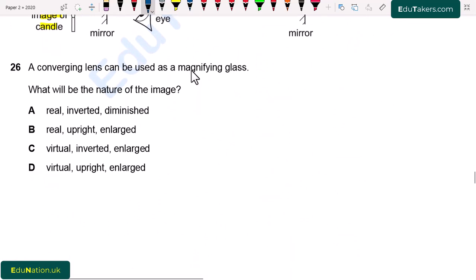Question number 26. A converging lens can be used as a magnifying glass. What will be the nature of the image? So first of all, MCQs A is given: real, inverted and diminished. B, real, upright and enlarged. C, virtual, inverted and enlarged. D, virtual, upright and enlarged. So from here, the image formed by the magnifying glass is virtual, upright and enlarged, which means that D option is correct.